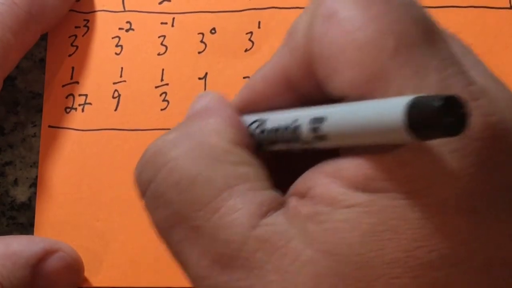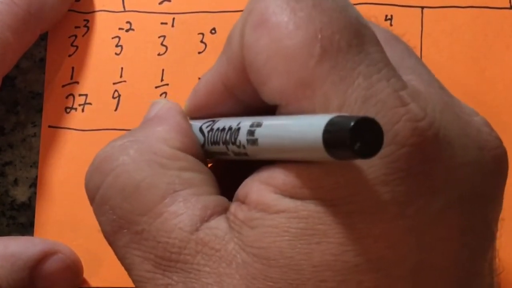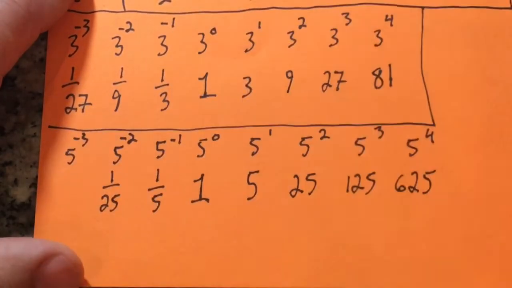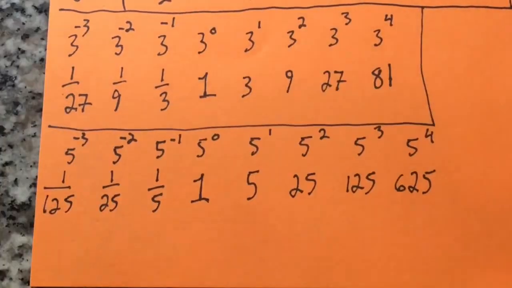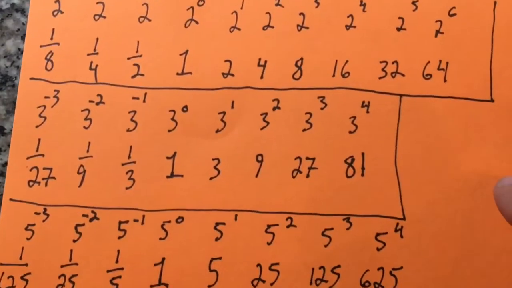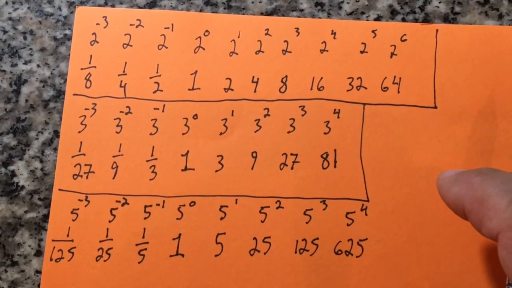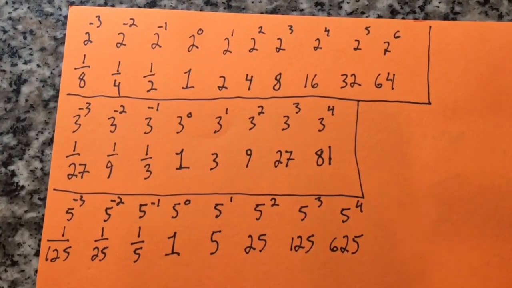5 to the negative 1 is going to be 1/5. 5 to the negative 2 is going to be 1/25. And 5 to the negative 3 is going to be 1 over 125. So you might want to have this table of powers of 2, powers of 3, and powers of 5 handy to do this next lesson.